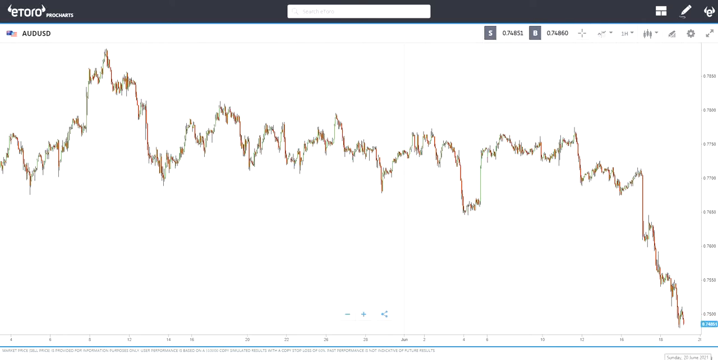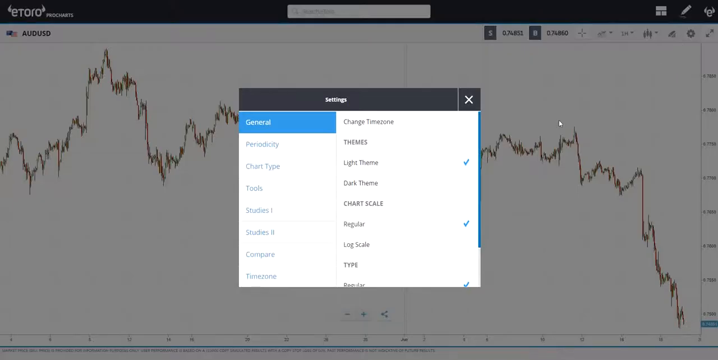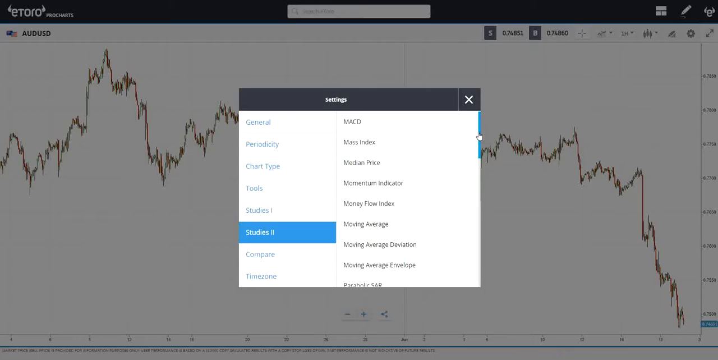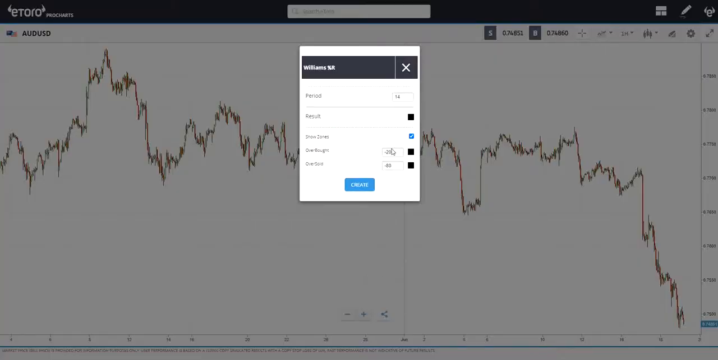To add this to the chart, we go here and just add Williams %R. We have overbought and oversold. I'm going to leave those at -20 and -80. Some people change these to -30 and some change this to -70, but I'm happy with the preset numbers. I'm going to change just the colors to make it a bit more clear, and also this one to red.